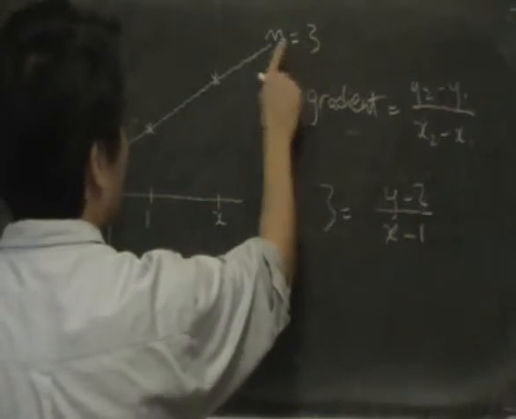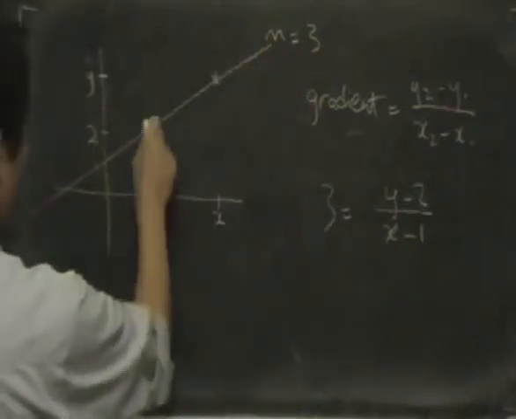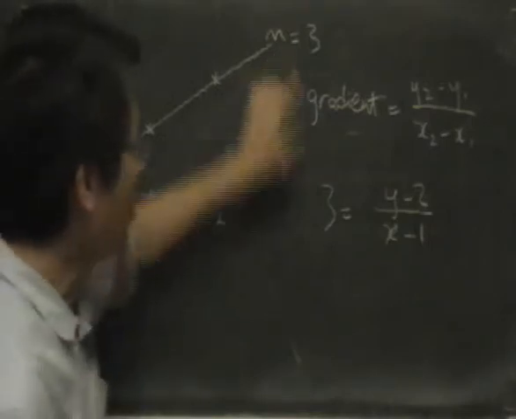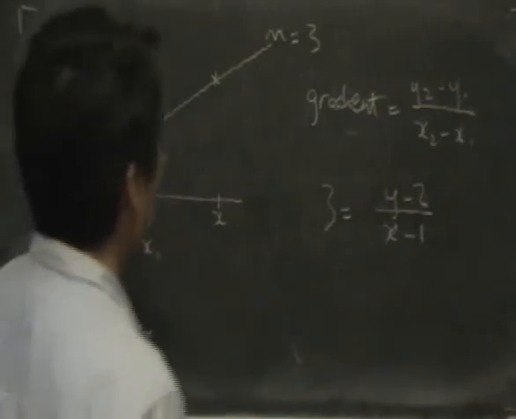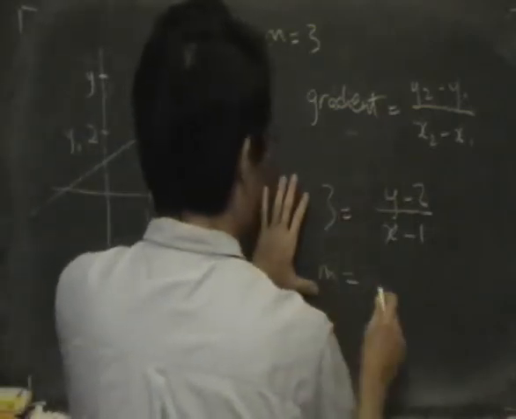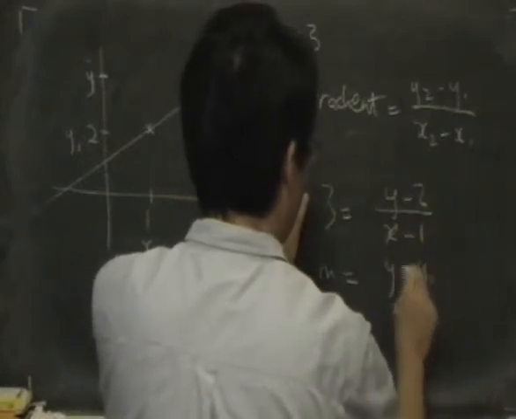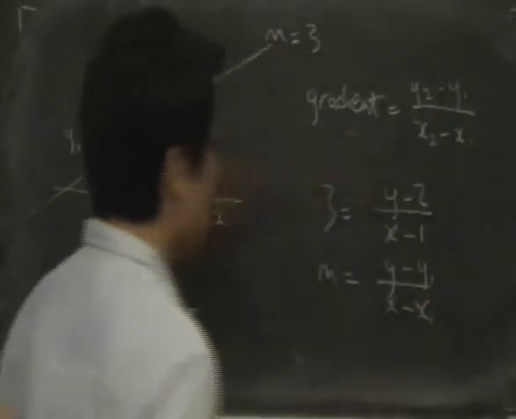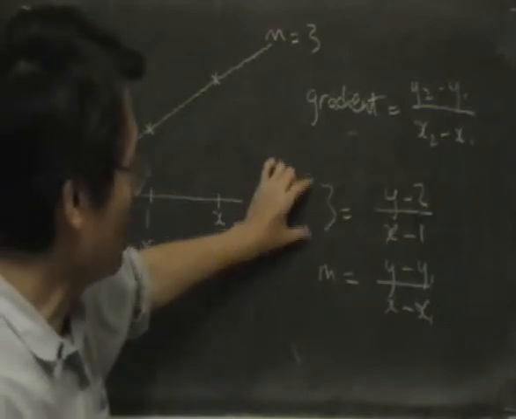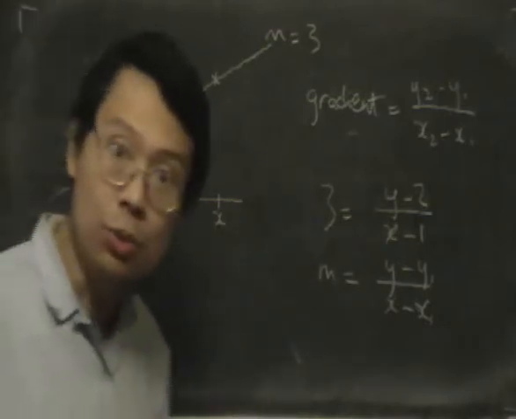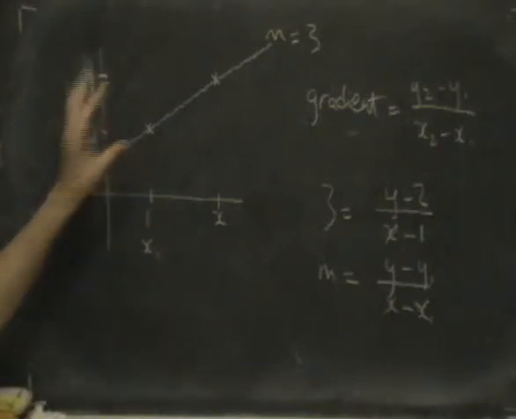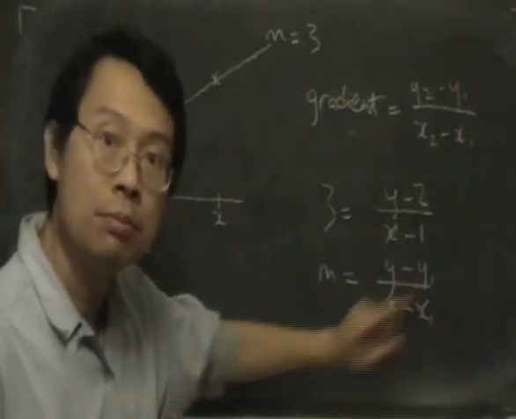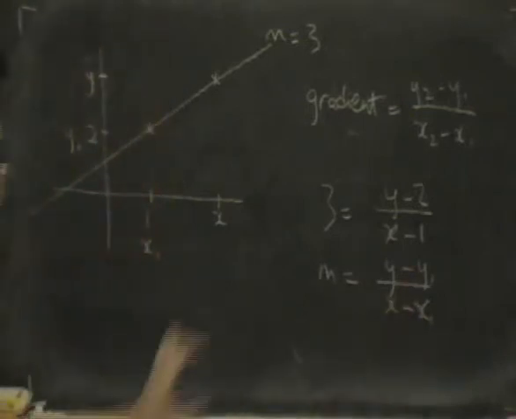Let's call the gradient m, and let me call the point x1, y1. Instead of numbers, I would replace them with symbols. So 3 is m, 2 becomes y1, and 1 becomes x1. In a simple way, I've just turned my answer into a formula that I can use even if I have another question with a different gradient and a different point. So this would be useful.